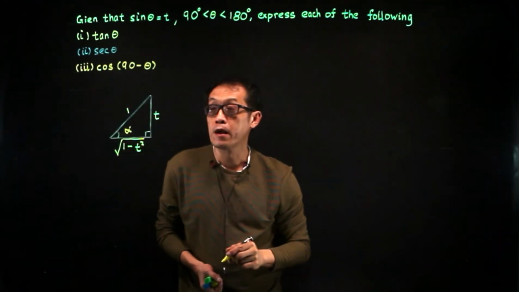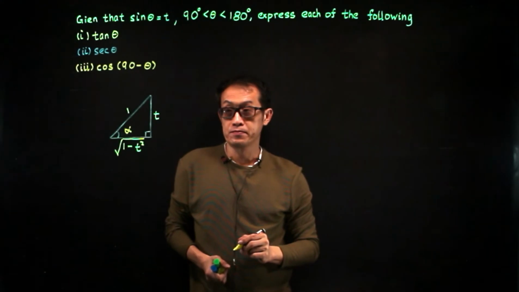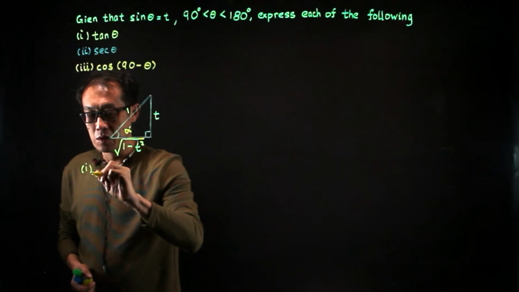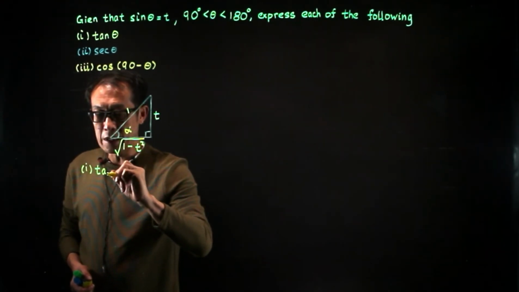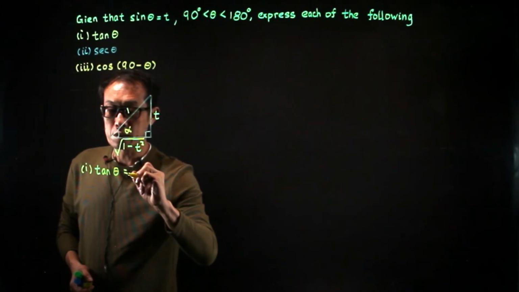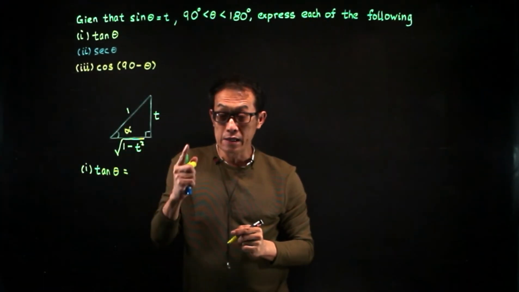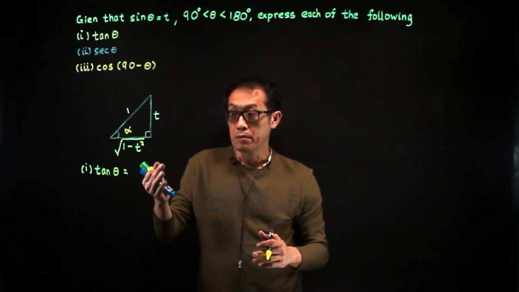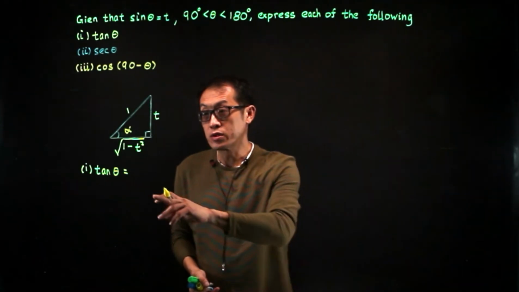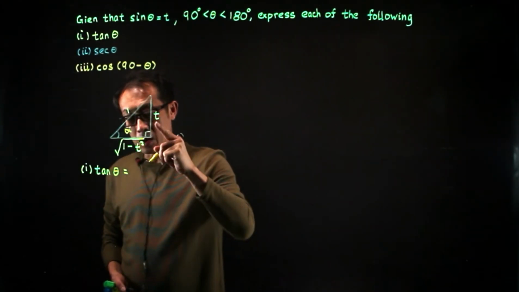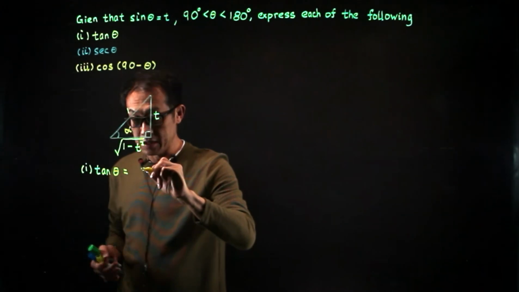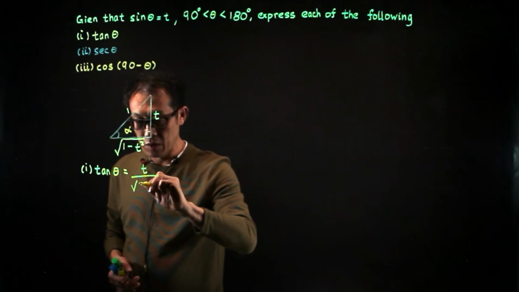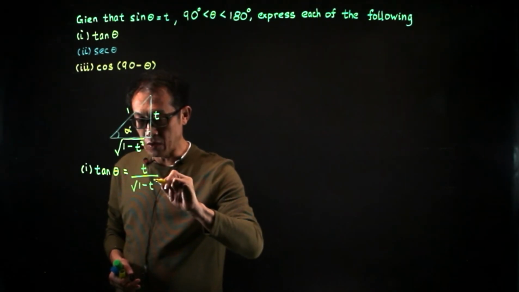Okay? Now, so what is tangent theta? Now, tangent theta will be equal to tangent alpha for the numerical value if we disregard the sign, whether it's positive or negative, because they have the same basic angle. So tangent theta will be opposite over adjacent for tangent. So you have t over square root of 1 minus t squared.